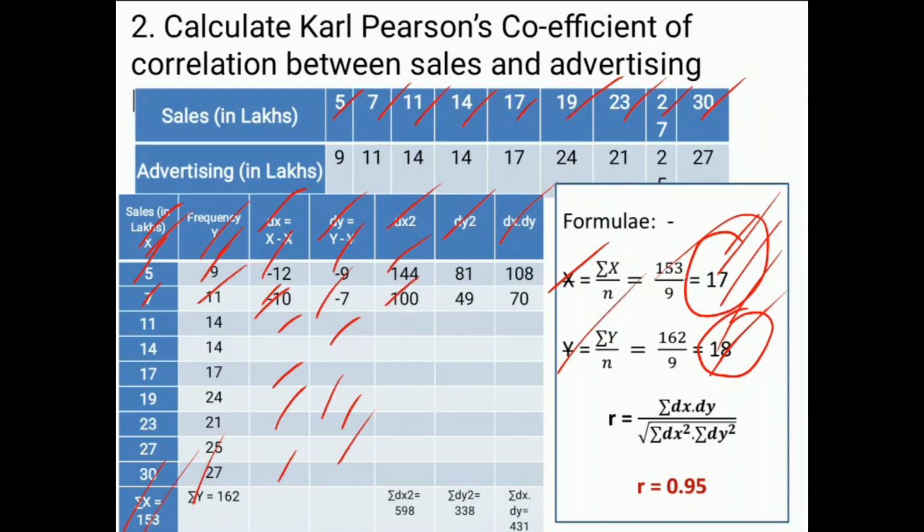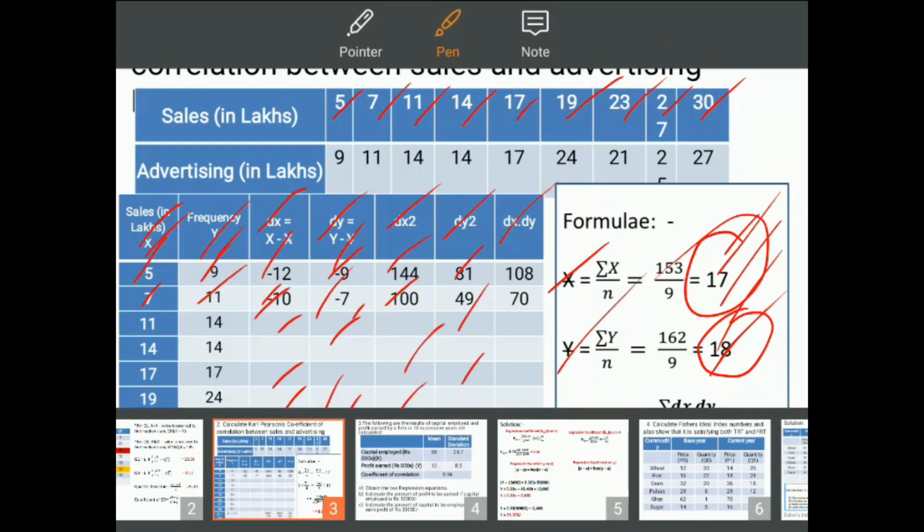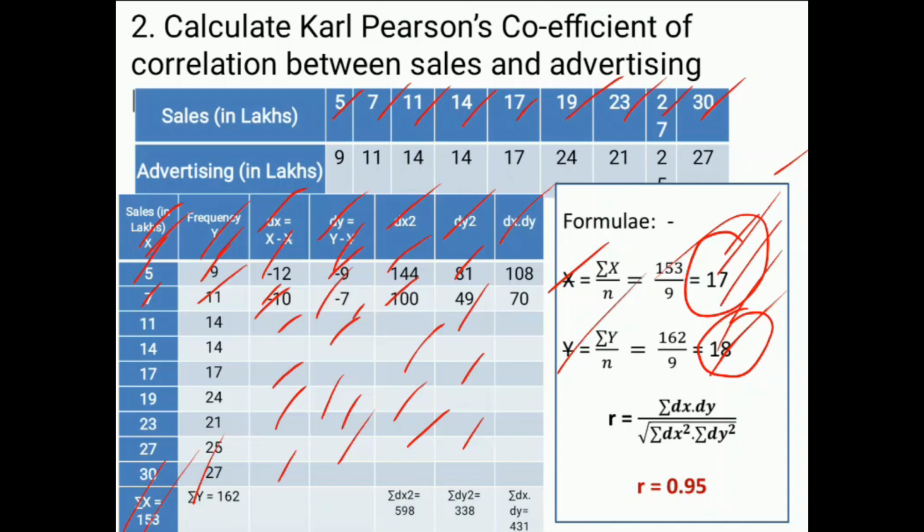Minus into minus is plus. A student needs to remember this mathematical rule: minus into minus always becomes plus. 9 9s are 81. 7 7s are 49. Similarly, carry on the procedure for all the values of dx square and dy square.